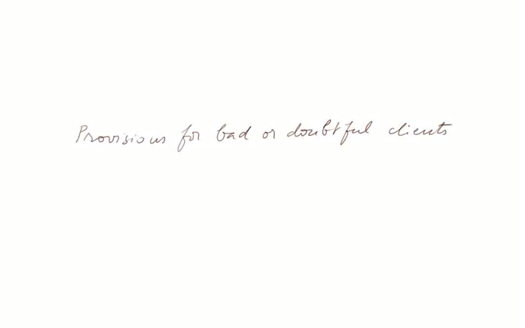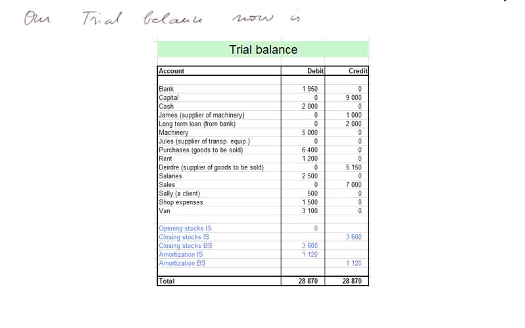Provisions for bad or doubtful clients. In the last lessons, we saw adjustments for inventory, that is stocks, and for amortization. And we reached the following trial balance with the 15 standard accounts and these adjustments for stocks and amortization.